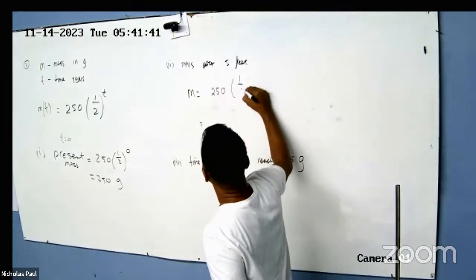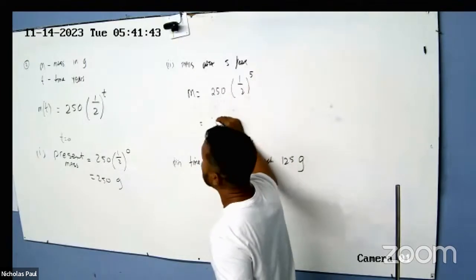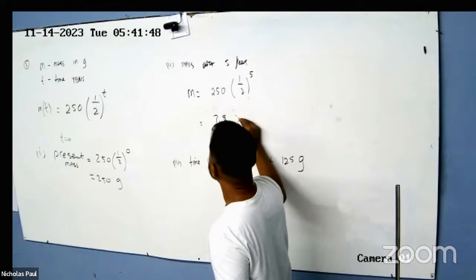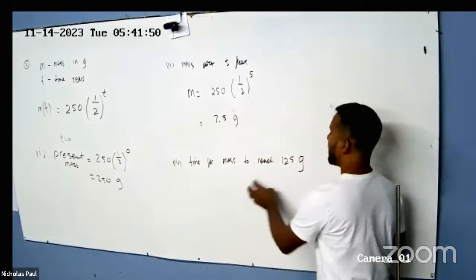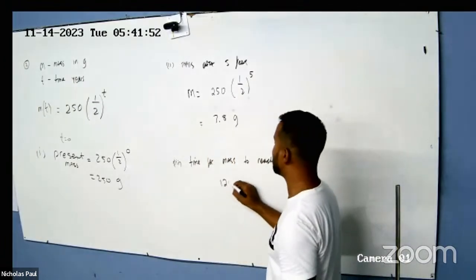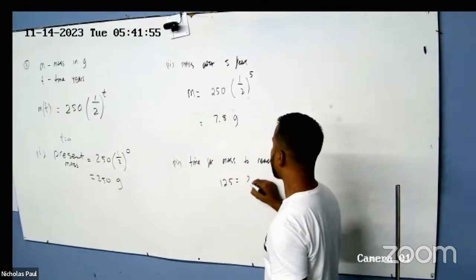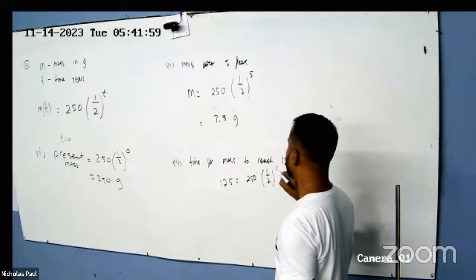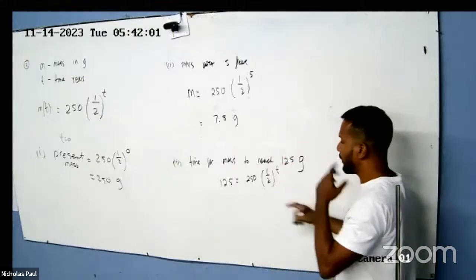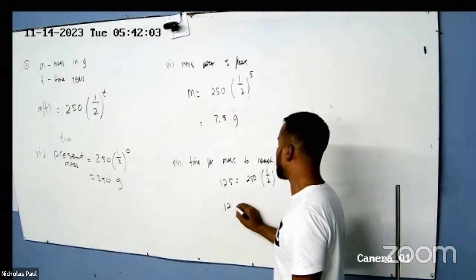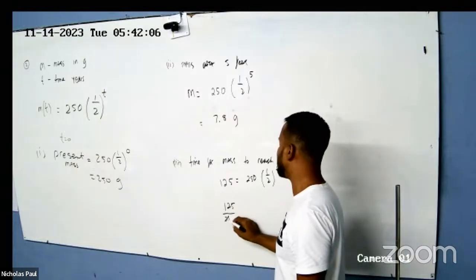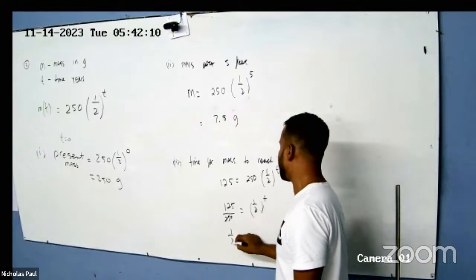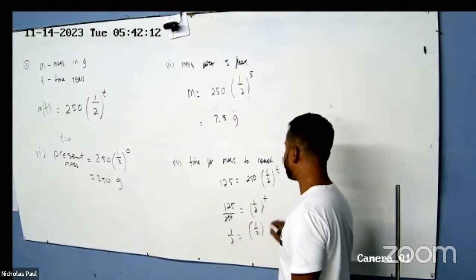Right, here's what now? 250 times a half to the power of 5. How much did you get here? 7.8. Right, now the time for the mass to reach 125. Here's 125, here is 250 times a half to the power of t. You divide 125 by 250, it's a half. So a half is equal to a half to the t.